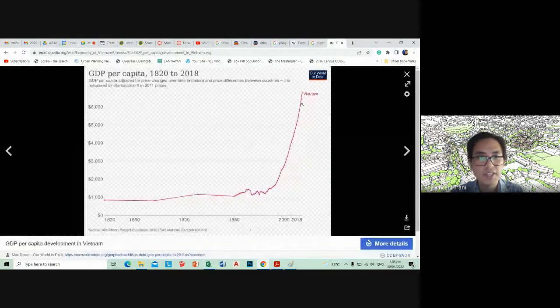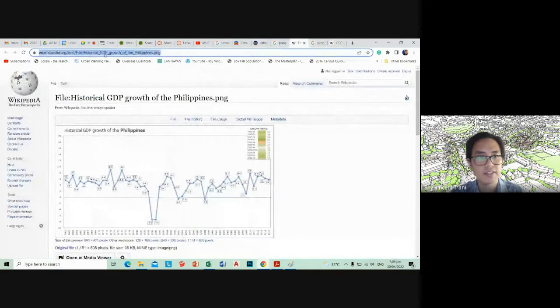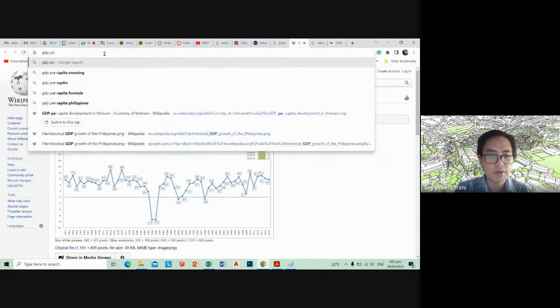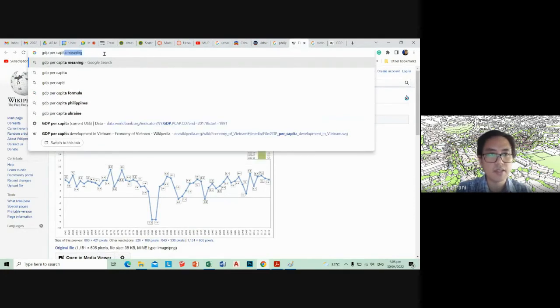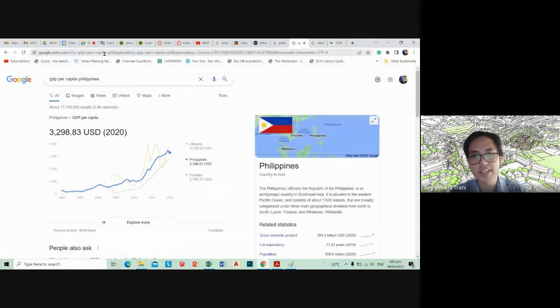So ideally, this would be the same graph. Let's say GDP per capita of the Philippines, so that we're comparing apples to apples. GDP per capita Philippines. So we're going a bit more on the economic side of it. Okay, this is a lot better. So you see, we're a bit better than Vietnam actually in terms of GDP per capita. Vietnam is down here, the Philippines is up here, and for some reason we're also getting compared to Ukraine.